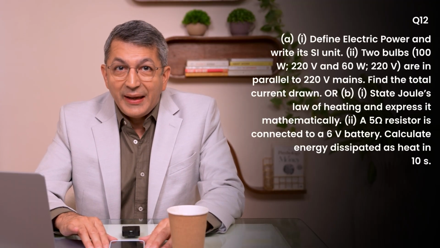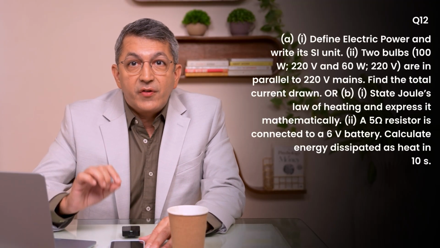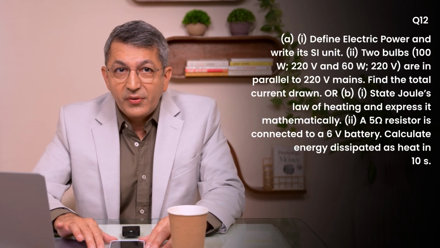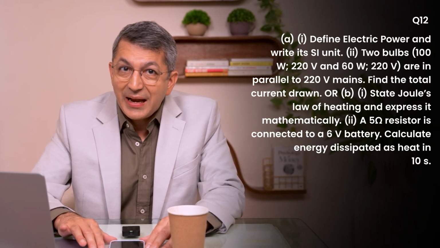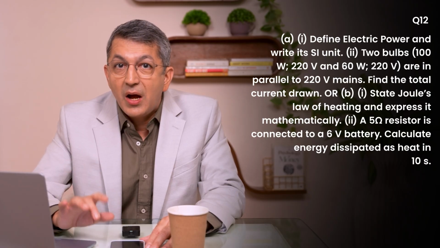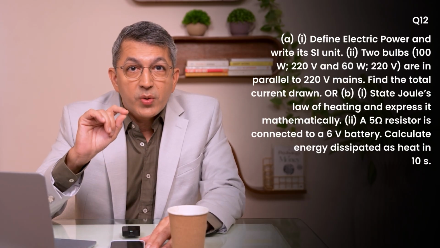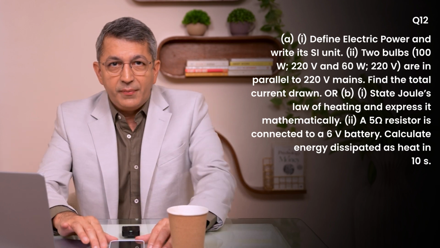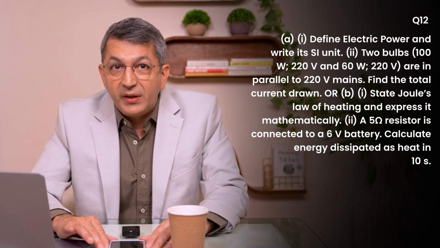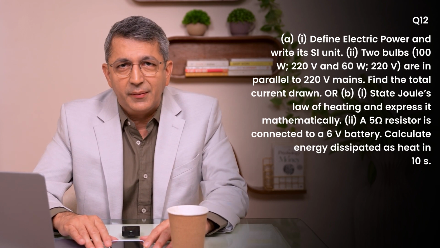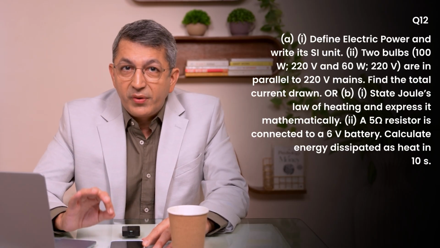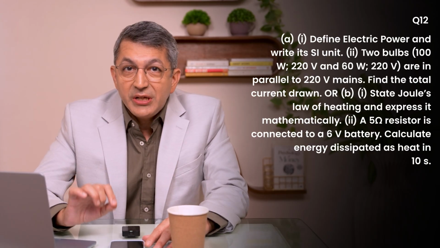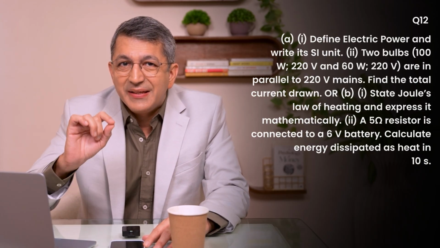Question 12a1. Define electric power and write its SI unit. 2. Two bulbs, 100 watts, 220 volts and 60 watts, 220 volts, are in parallel to 220 volt mains. Find the total current drawn. Or B1. State Joule's law of heating and express it mathematically. 2. A 5 ohm resistor is connected to a 6 volt battery. Calculate energy dissipated as heat in 10 seconds.